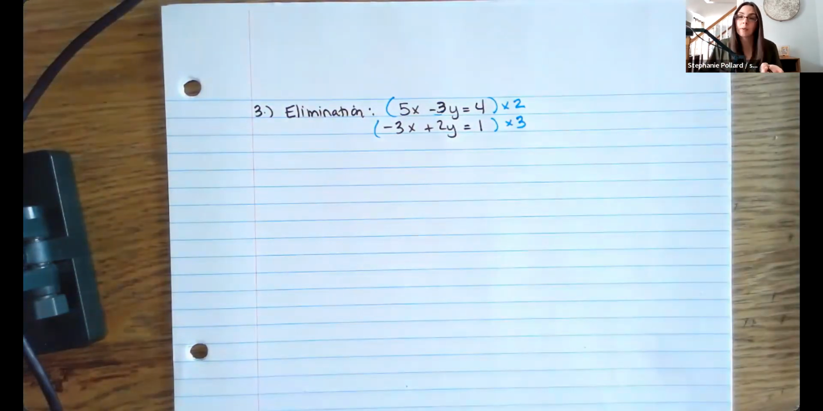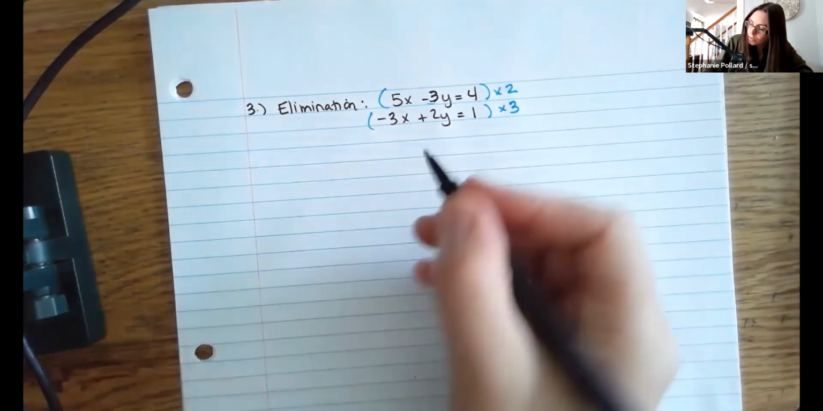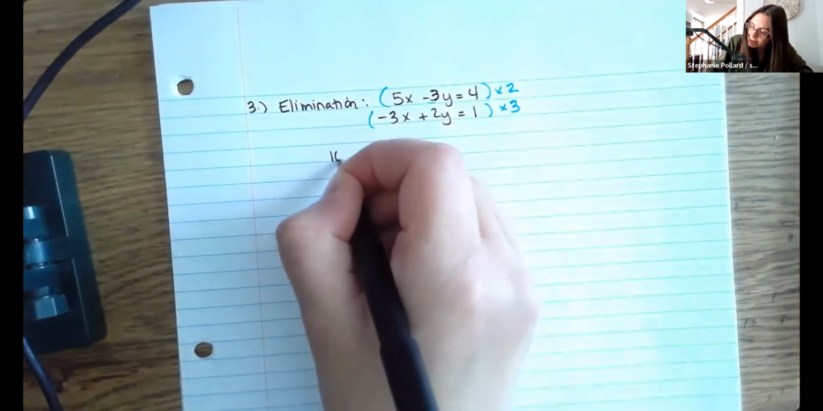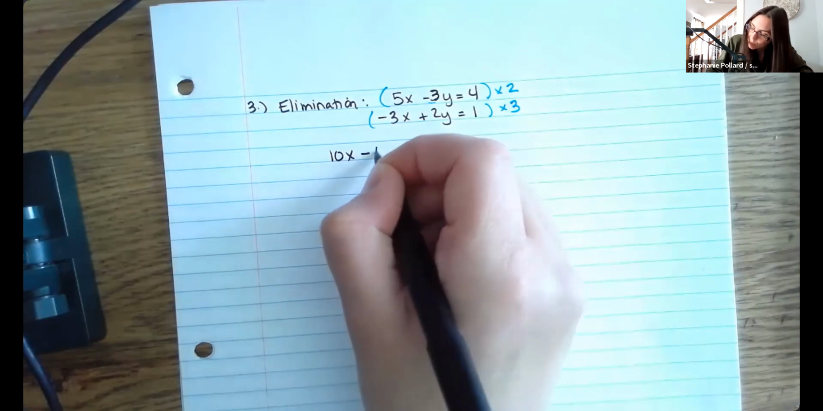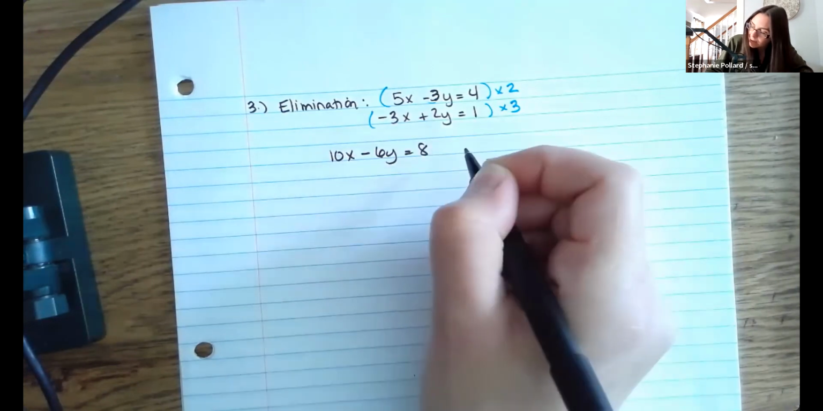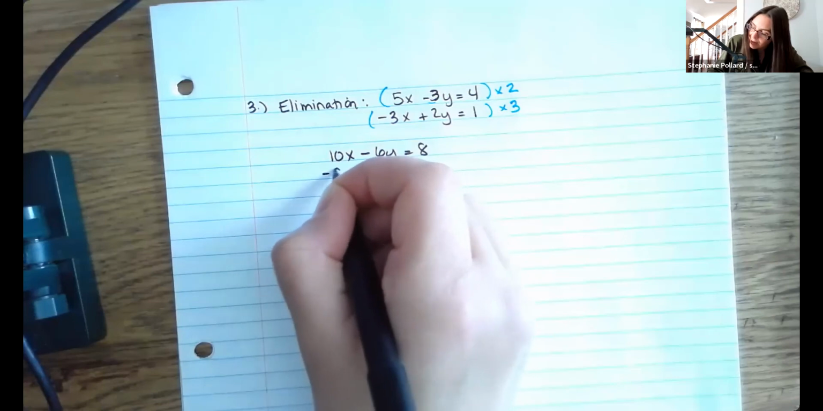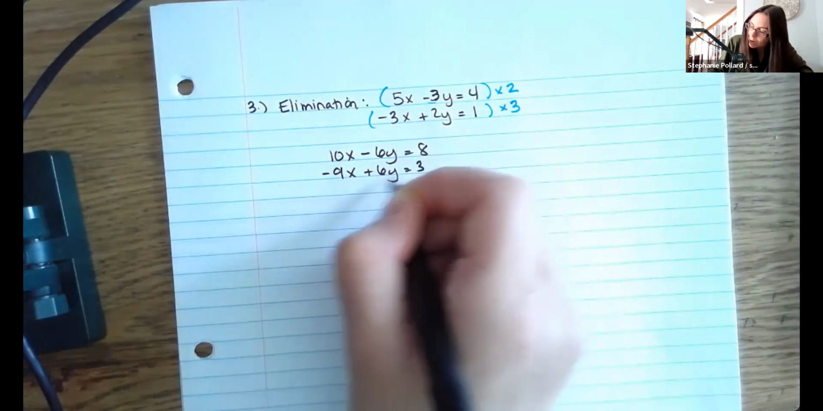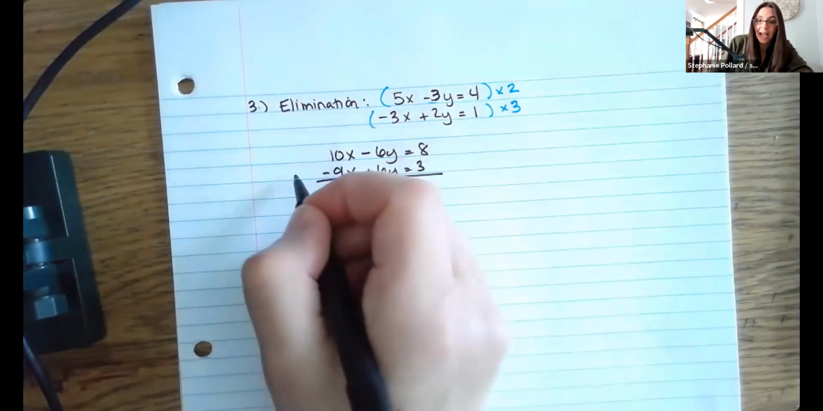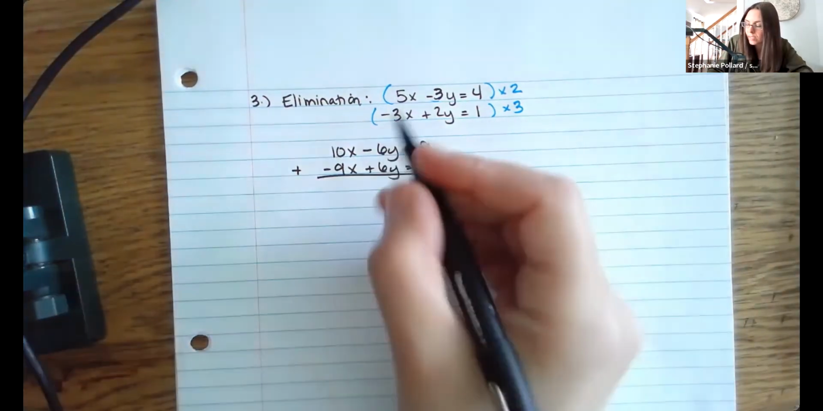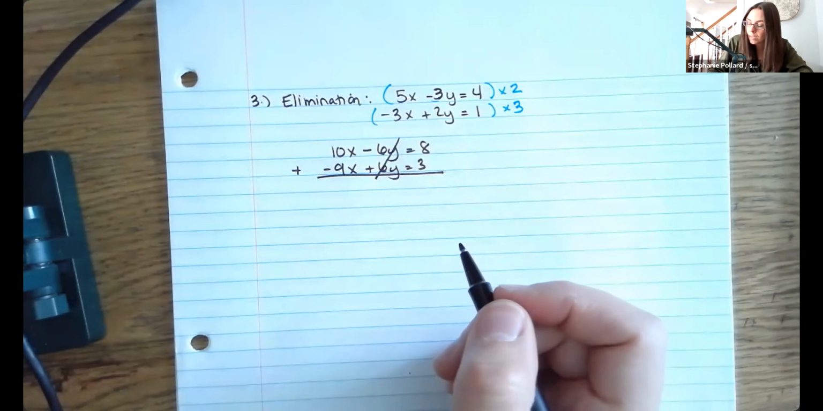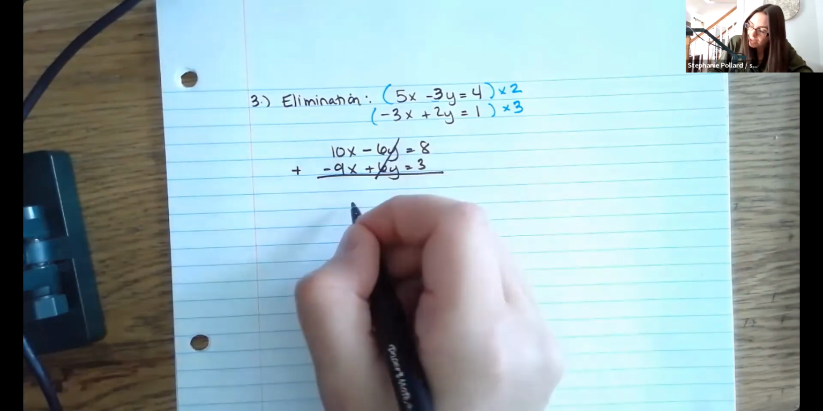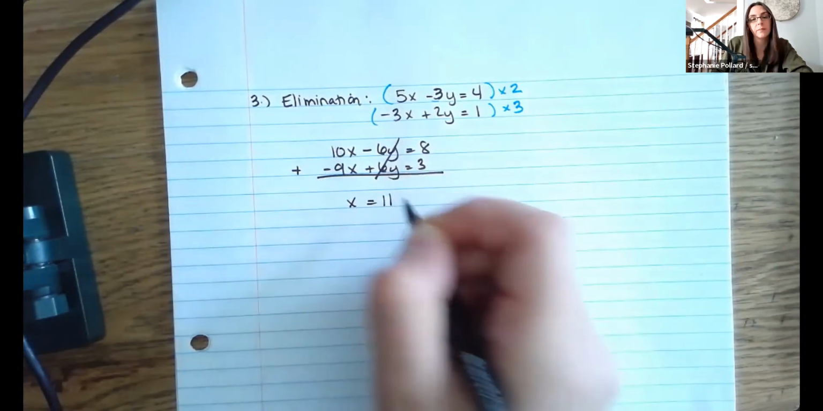It doesn't matter which variable you cancel to start, so just pick whatever you think is easiest to do. So I have 10x minus 6y equals 8. And then I have -9x plus 6y equals 3. And now we add those together. So you're actually adding those two equations, and you'll see that one variable does cancel. 10 minus 9 is 1, so that is just x equals 11.